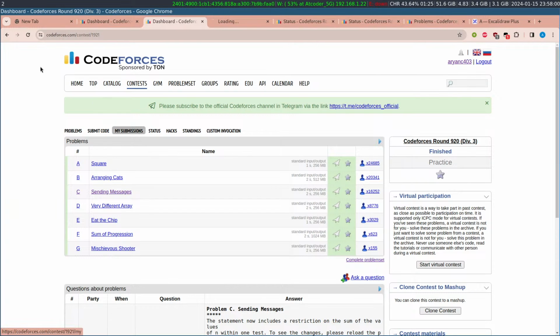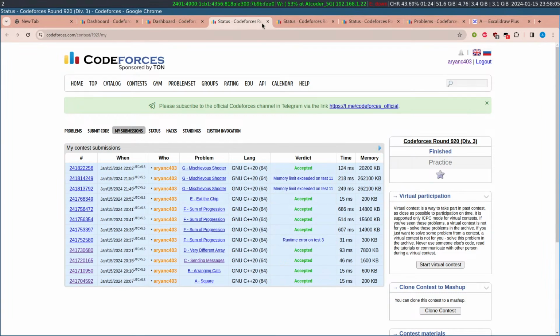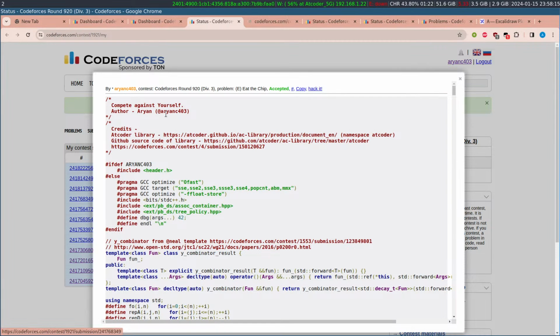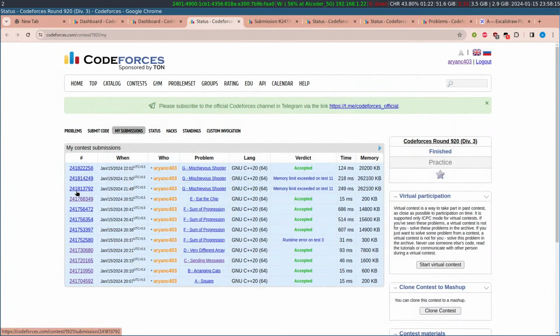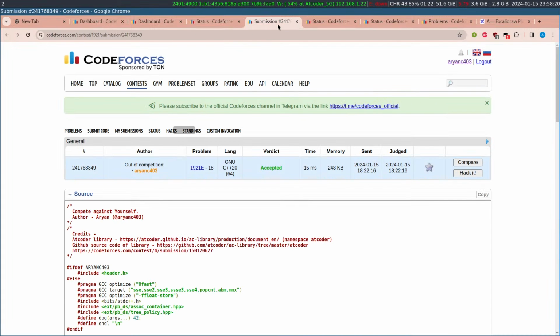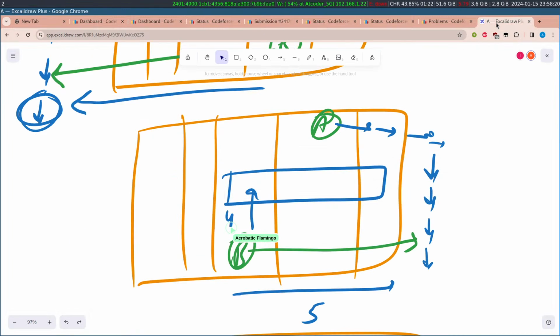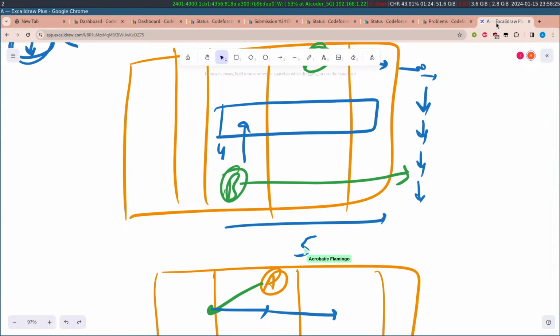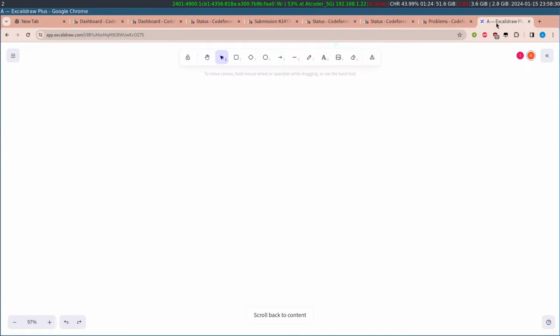Now I will jump onto my code for this problem. How did I decide the probable winner? Okay, I will repeat that part once again.